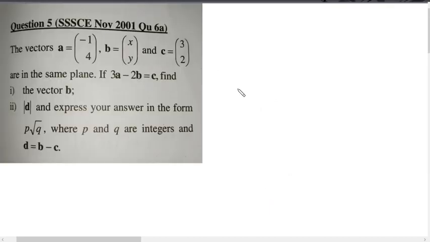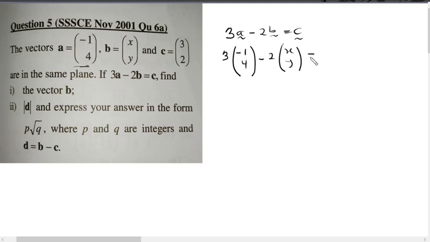Alternatively, if you want to solve it this way, that is also cool. We are finding vector b, so you can as well solve it this way. We have been given vectors a, b, and c. We are told that vector a is (-1, 4), so you see it here. So you can write 3 and you put (-1, 4) in that. Then you have minus 2 times vector b, which is (x, y), so you write that, and vector c is (3, 2). So you can also do this.